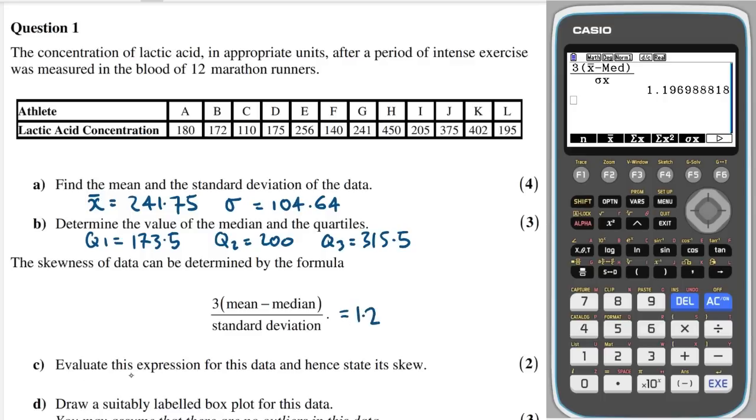When it says hence this expression, evaluate the expression, and hence state the skewness, so that will be a positive skew because it's a positive number.